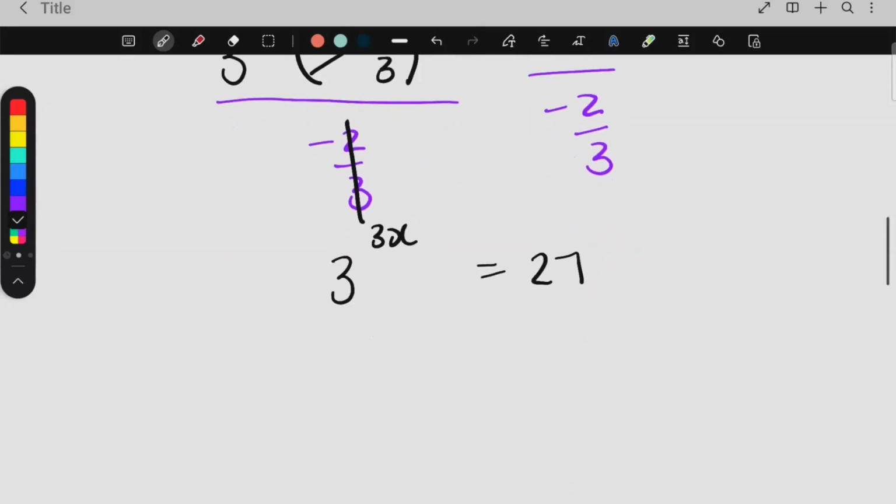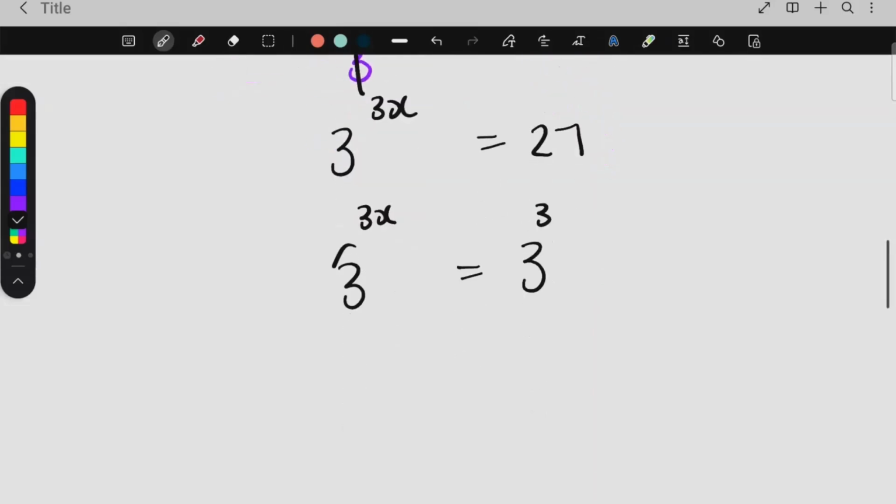So now I want the base numbers to be the same. So this is 3 to the 3x, and 27 can be written as 3 to the 3. And so now that the bases are the same, they disappear. So I only write these two down. So it becomes 3x is equal to 3, divide by 3, x is equal to 1.